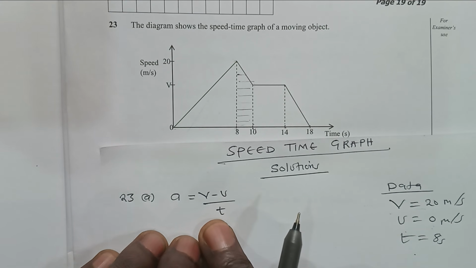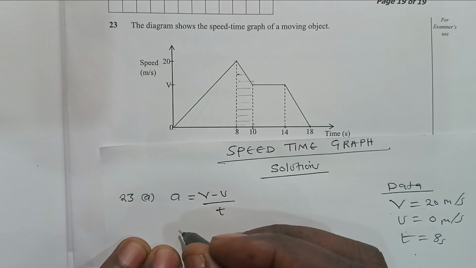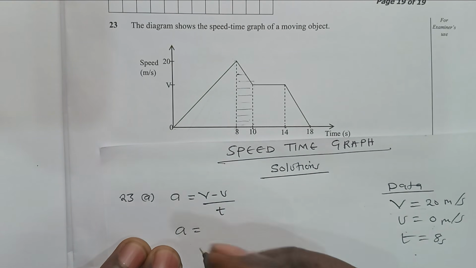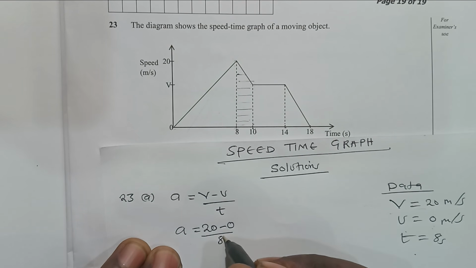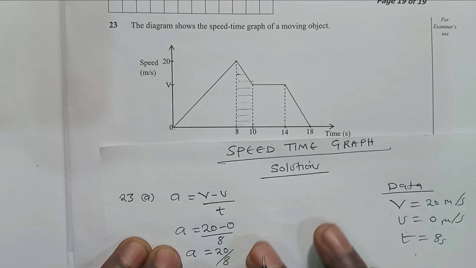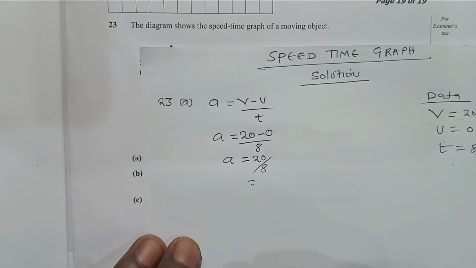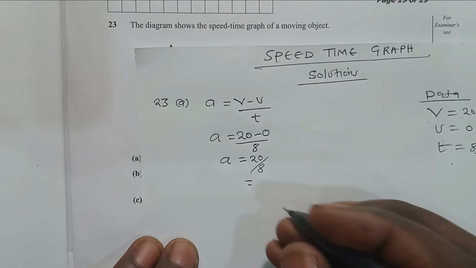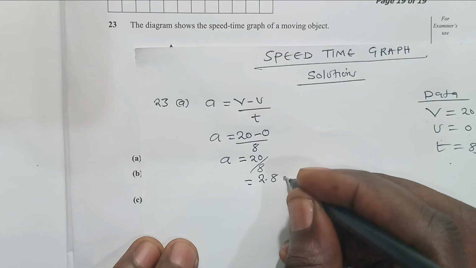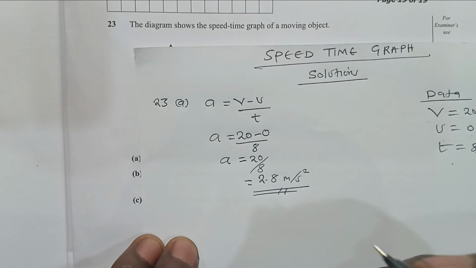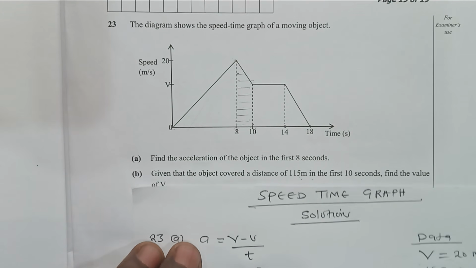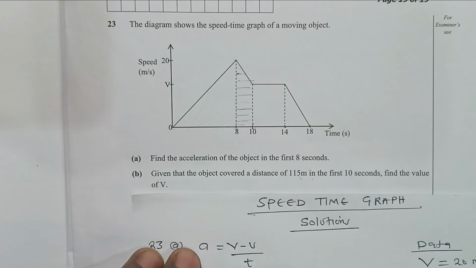So using this formula, we can calculate the acceleration. We substitute into the formula, we have 20 minus 0 over 8. So acceleration is equal to 20 over 8, which is going to simplify to, when we divide 8 into 20, we are going to have 2.5 meters per second squared. So this is going to be the acceleration in the first 8 seconds. So that is for the first part of the question.